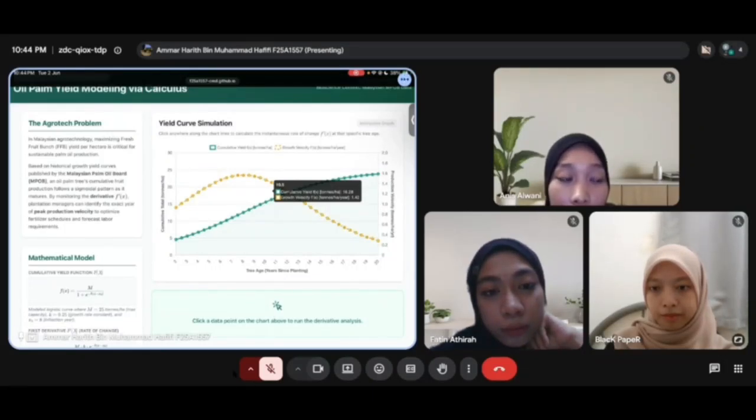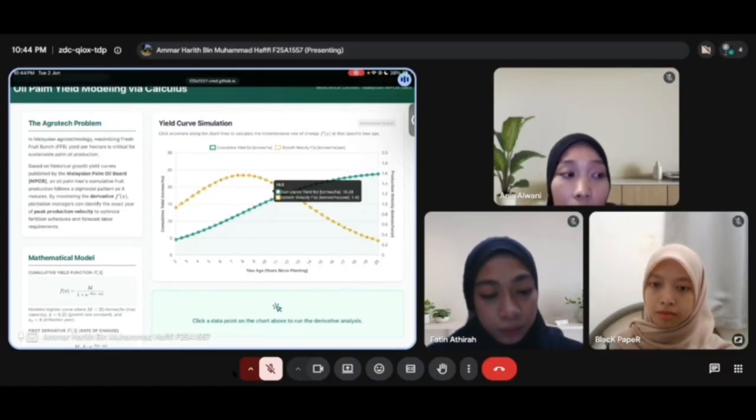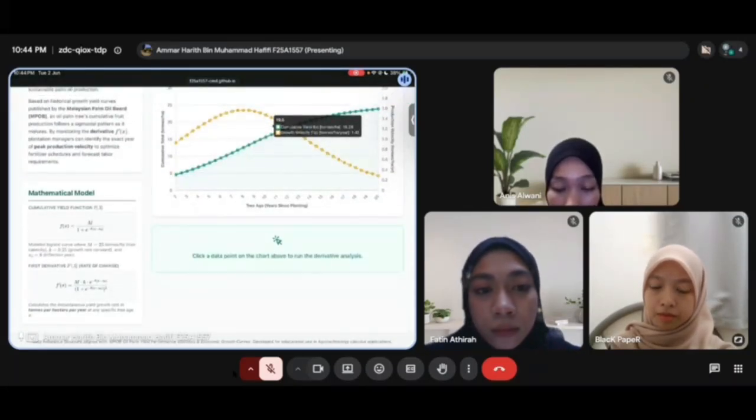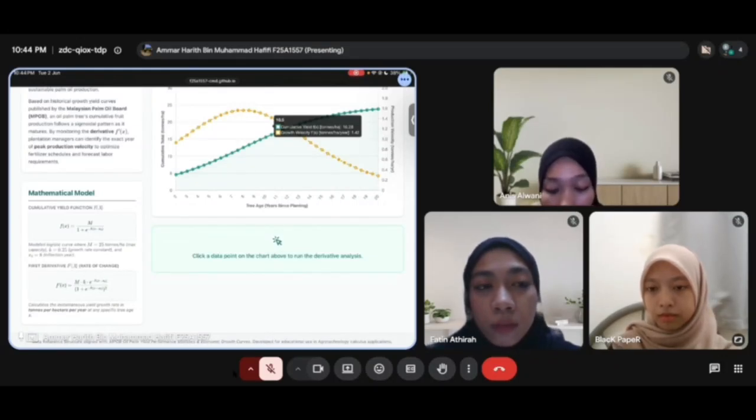And then, derivative analysis. To calculate the instantaneous rate of change, we use the first derivative. As you can see at the lower part, the derivative tells us how fast the yield changes at a particular time. Instead of only observing total production, the derivative allows us to measure production velocity.